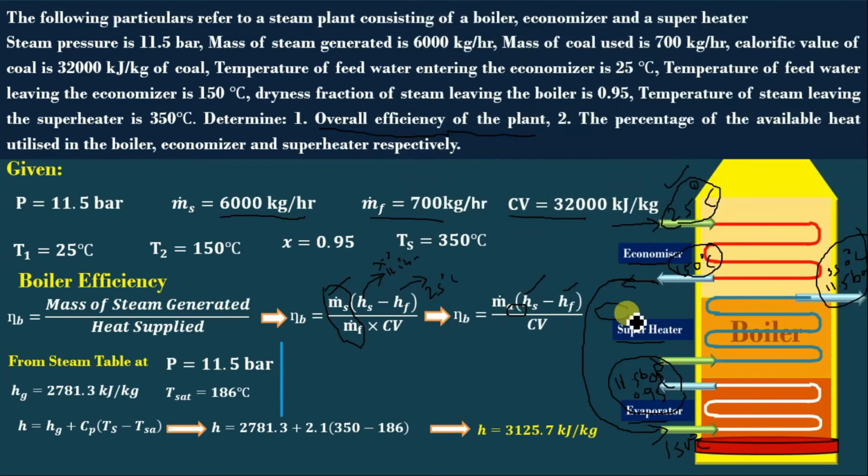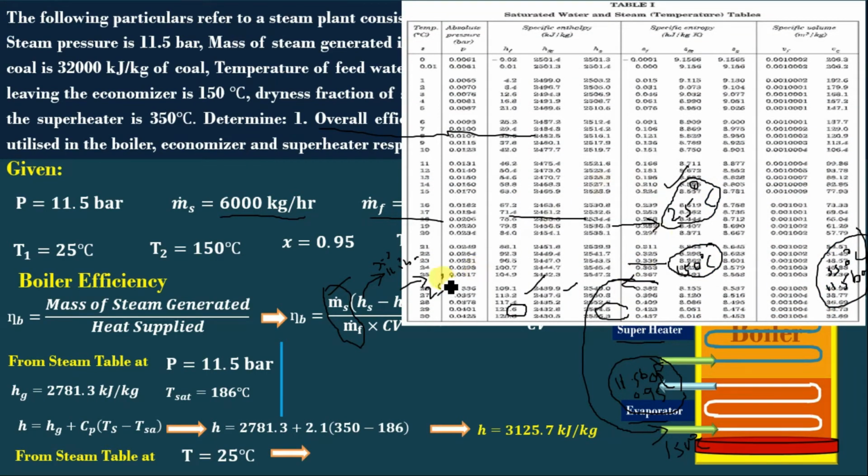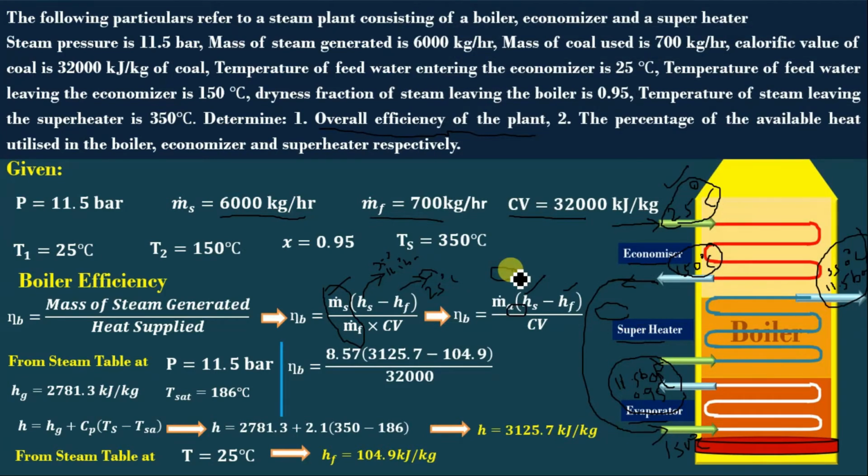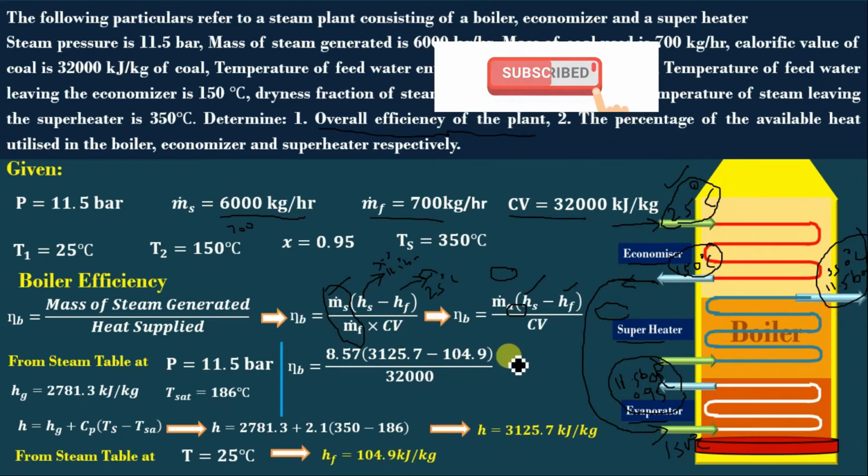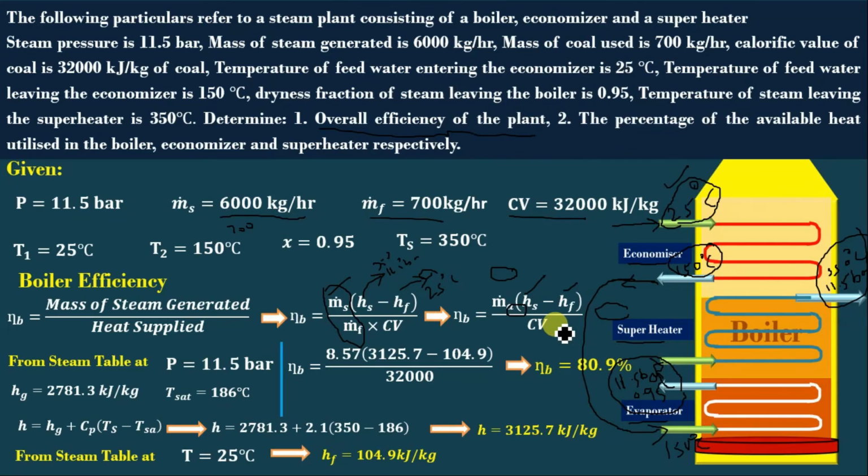And now the inlet is 25 degrees Celsius. For that we can take the saturated enthalpy, that is 104.9 kilojoule per kg. Let's substitute and find the overall efficiency of the boiler. The ratio 6000 divided by 700 will come to 8.57. The enthalpy of steam 3125.7 minus 104.9, divided by the calorific value. The efficiency of the boiler is 80.9%.